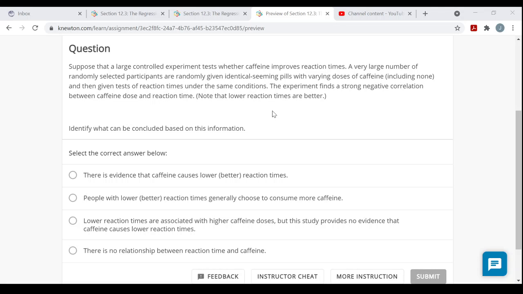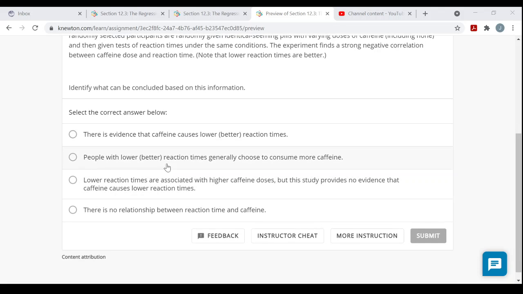You know, and then they don't do the lots of other things that need to be done to show causation. Now, I might say this because of the whole large controlled experiment thing, but let's keep that on the back burner for now. I'm going to say no.